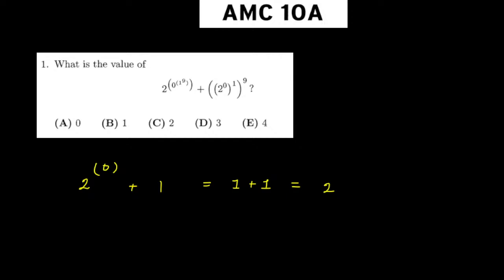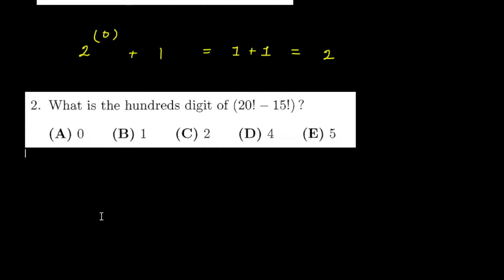Okay. Now let us move to question number 2. Here we have: what is the 100th digit of 20 factorial minus 15 factorial? Have you understood the question? What is the 100th digit of 20 factorial minus 15 factorial? I will give you some time, let us say 1 minute. You try this and then we will see the solution.